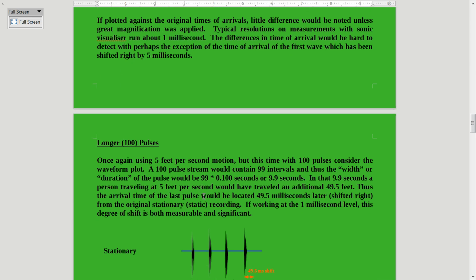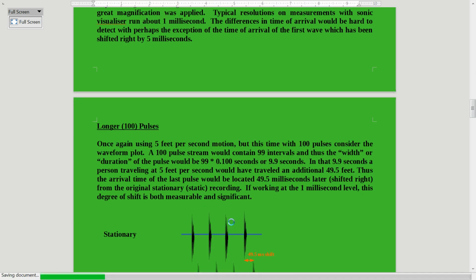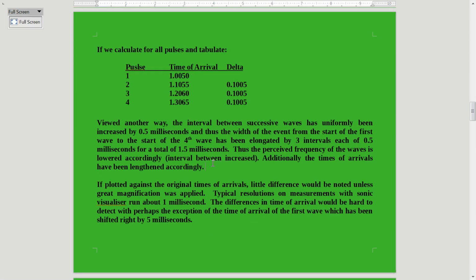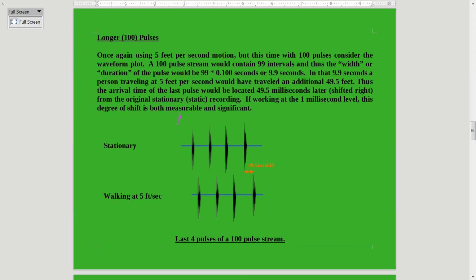Alright, so what happens if rather than just having four pulses, we have 100 pulses? Well, we can ask the very same questions, and go through the same calculation. So if we're traveling at 5 feet per second and we have a 100 pulse stream, each consisting of 0.1 seconds, we have 99 intervals between those, and we multiply 99 by 0.1, the duration of the whole thing is going to be 9.9 seconds.